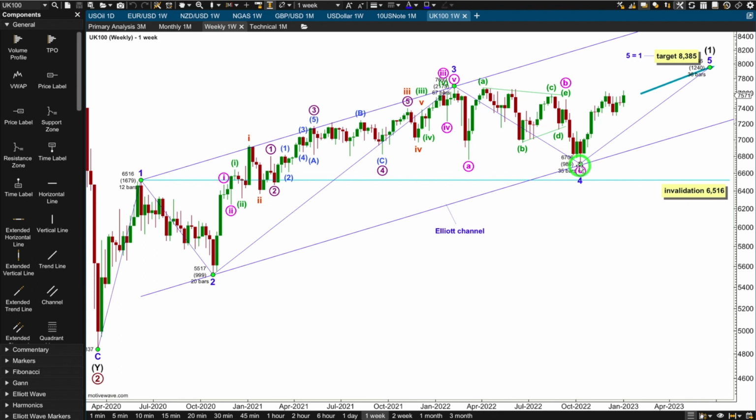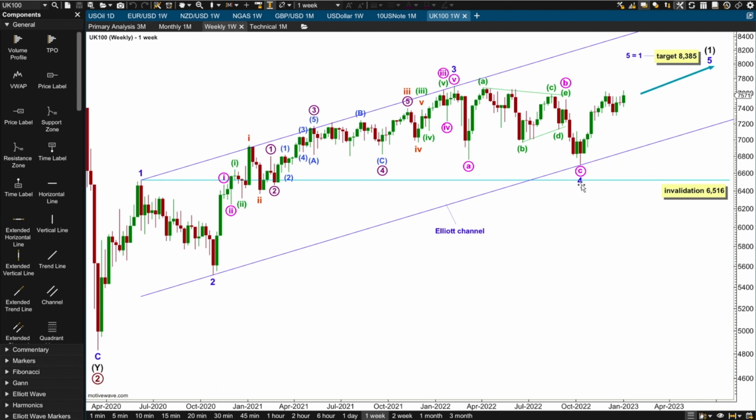If minor 4 is over here, then minor 5 should have begun, and because this fits so beautifully within the Elliott channel, we can have a little confidence that minor 4 may be over there. The target might be a bit optimistic, but the most common relationship for a fifth wave to exhibit is equality in length with the first wave, giving us a target at 8385.